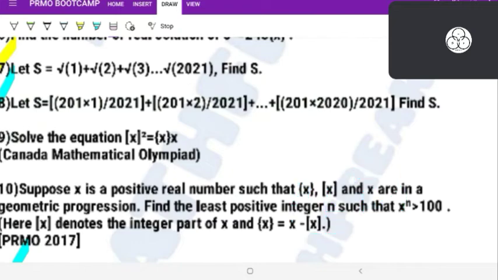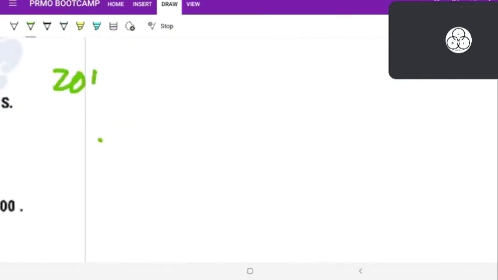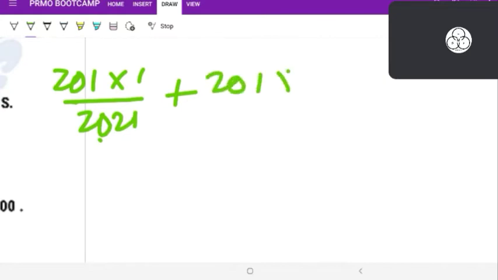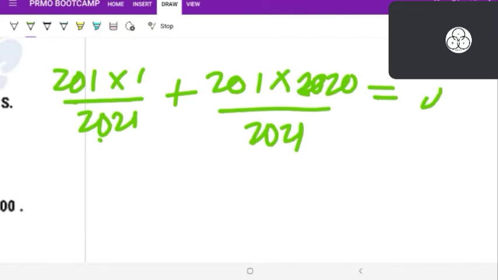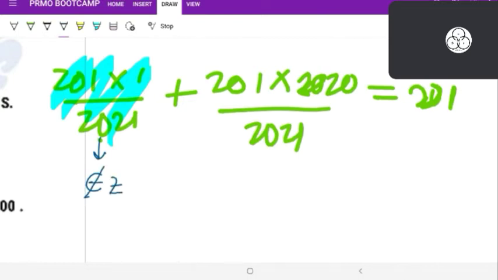Now let's work on this pattern. 201 into 1 over 2021 plus 201 into 2020 over 2021 equals 201, right? Just take 201 common, we'll get 2021 by 2021. But this expression does not belong to any integer, as well as this expression does not belong to any integer, but their sum is integral. Interesting, right?